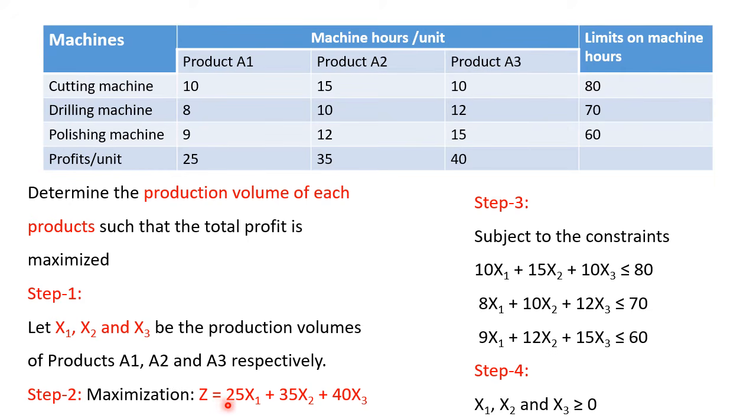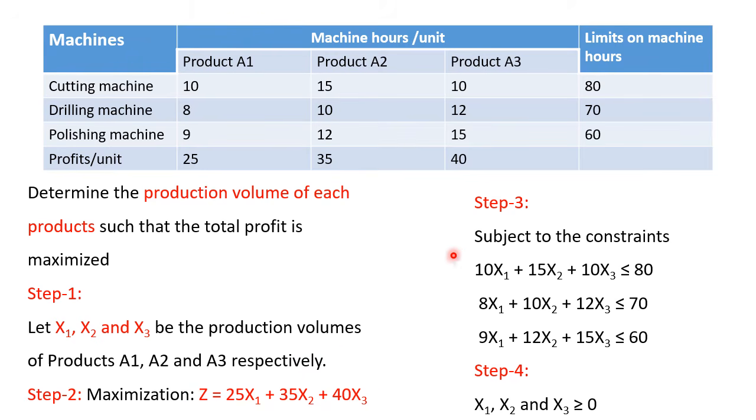Maximization Z equals 25 times X1. 25 is the per unit profit of A1, and X1 is the production volume of A1. Plus 35 times X2. 35 is the per unit profit of A2, whereas X2 is the number of product A2. And plus 40 times X3, where 40 is the profit per unit, whereas X3 is the number of A3. So this is the profit equation.